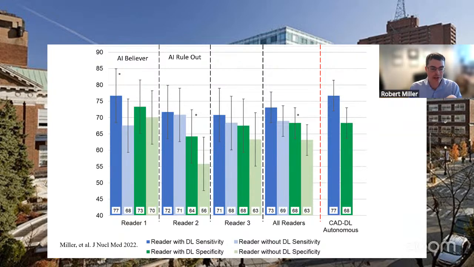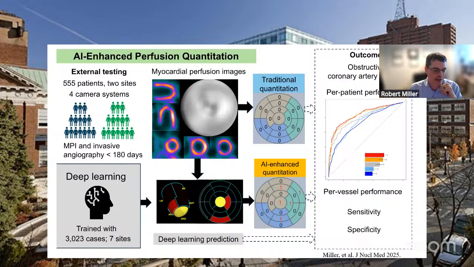So I call this person the AI rule out person. The third person, there's improvements in sensitivity and specificity, but not all that great. I call them the cautious skeptic. And then if you look overall, there's generally an improvement in both sensitivity and specificity, but again, each reader is a little bit different.